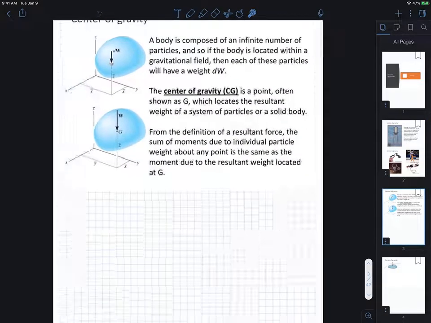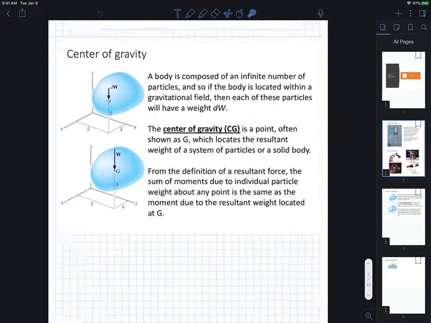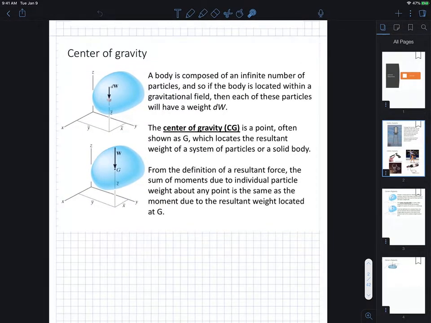So, if you imagine that we have a body composed of a bunch of particles, right? And so here, we've shown just one little piece of this big blob, and we idealize it as having some mass or weight, in this case, in the presence of a gravitational field that now has a weight dW. And the center of gravity is basically the sum of all of those, right? Which locates the resultant weight of the system as just one value. So this is a lot like equivalent systems where we idealize and reduce it down to a single value.